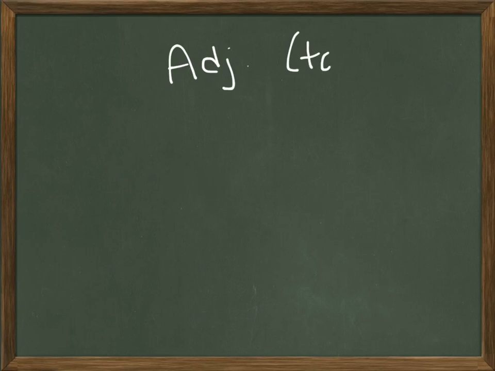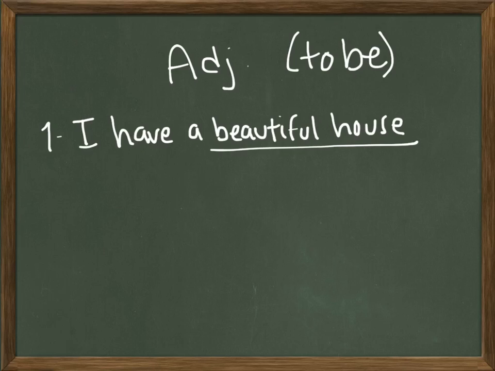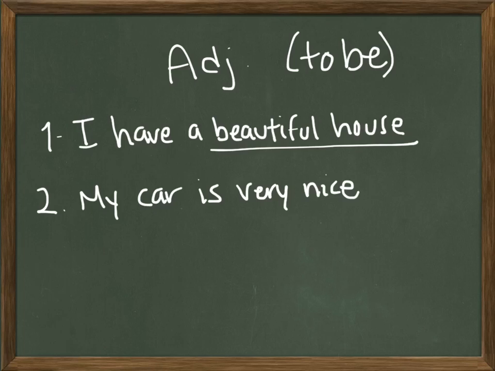Then again, we're going to be needing the verb to be. Example number 1. I have a beautiful house. Then again, we don't have the verb to be, but we're saying that the house is beautiful. In this case would be my car is very nice. Okay, we have the verb to be here. We have an intensifier also, but this is the way we use the adjective at the end after the verb to be.